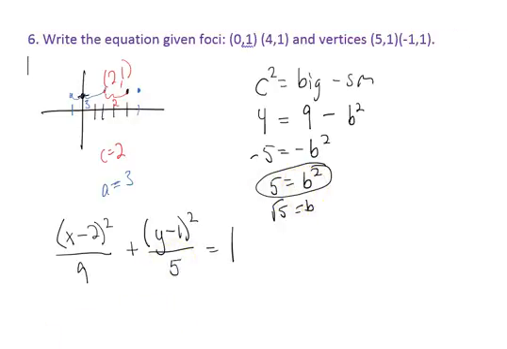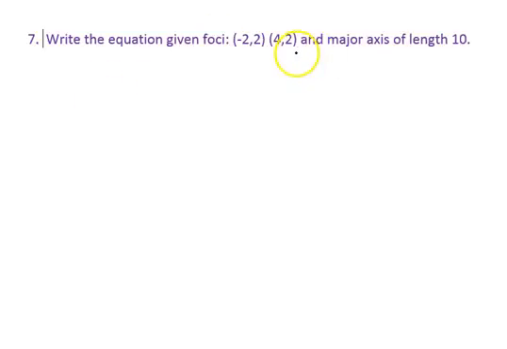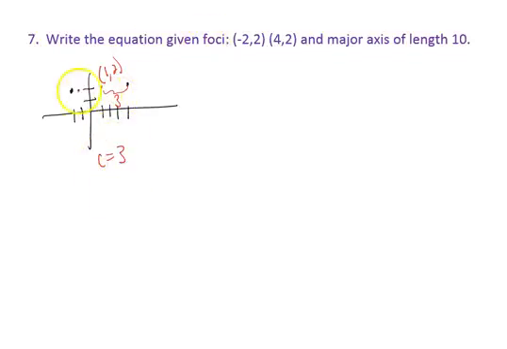Okay, for our last example, we have the foci, but we have a major axis instead of vertices. So again, I'm going to start by sketching what's going on. And my foci are at -2, 2, and 4, 2. And again, my center has got to be halfway between those. So what's halfway between those? 1, 2. So center is at 1, 2. And then I can also figure out my C, because that distance is 3. So C is 3. Now, if this is where my foci are, this has got to be a horizontal ellipse.